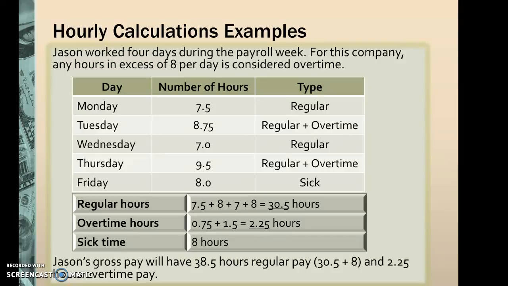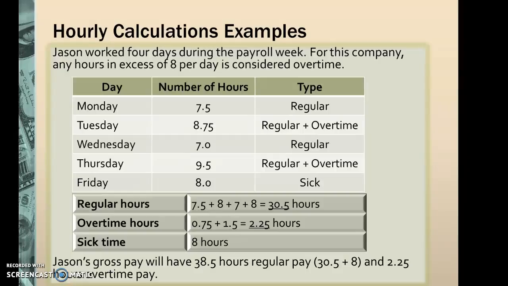As you notice, Monday was a regular day. Tuesday, they worked overtime 0.75. Wednesday was 7 hours. Thursday was 9.5, so it's regular hours plus overtime hours. And Friday was a sick day. Now, Jason's gross pay will have 38.5 hours of regular pay. As you notice, it's 7.5 plus 8 plus 7 plus 8 again, which is 30.5 hours, plus the 8 hours of sick pay and 2 hours and 25 cents for overtime pay.